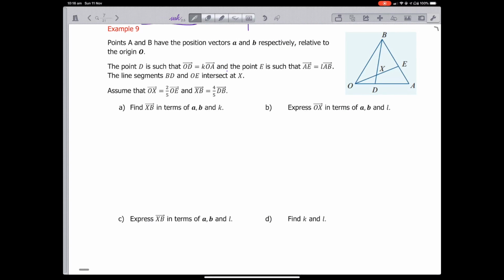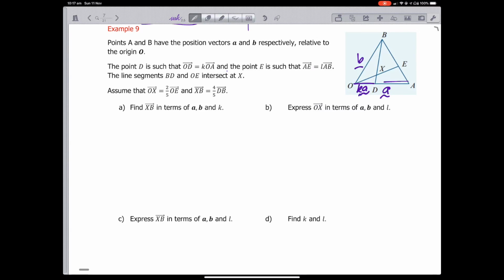Okay, so A and B have position vectors a and b respectively relative to the origin. So there's A, there's B. Now what's the significance of this? The point D is such that OD is k times OA. So it's k times a. So OD and OA are linearly dependent because they go in exactly the same direction. So one is a scalar multiple of the other.